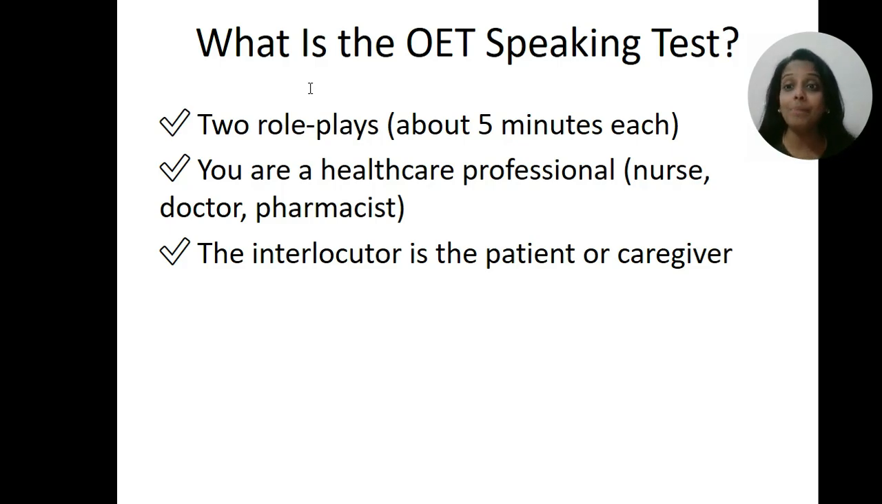Now, you have memorized the role play card and you have rehearsed your medical vocabulary. You're ready for the OET speaking test, right? But when you open your mouth, things just feel off. Maybe your sentences feel robotic, maybe you pause too much, or maybe you are just unsure if the examiner even understands what you're trying to say.